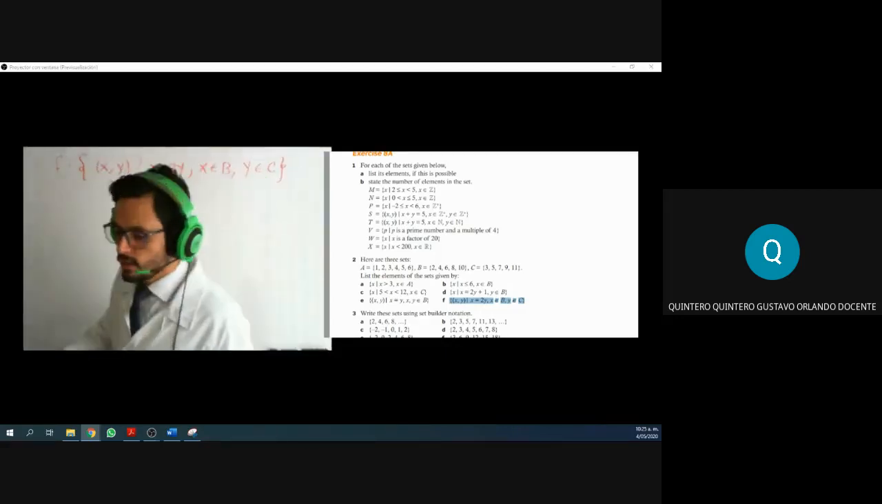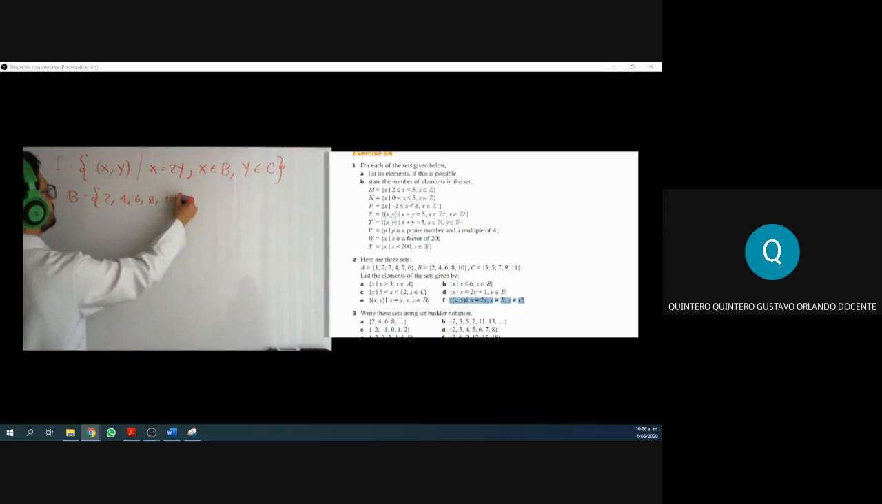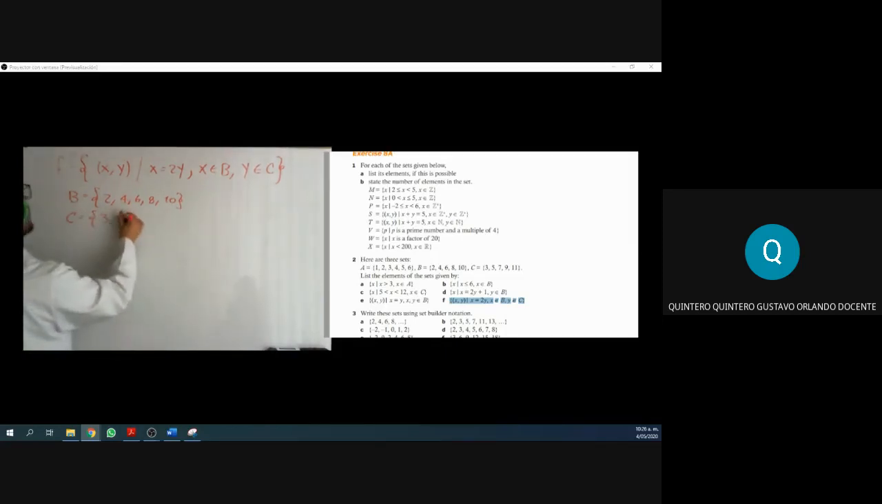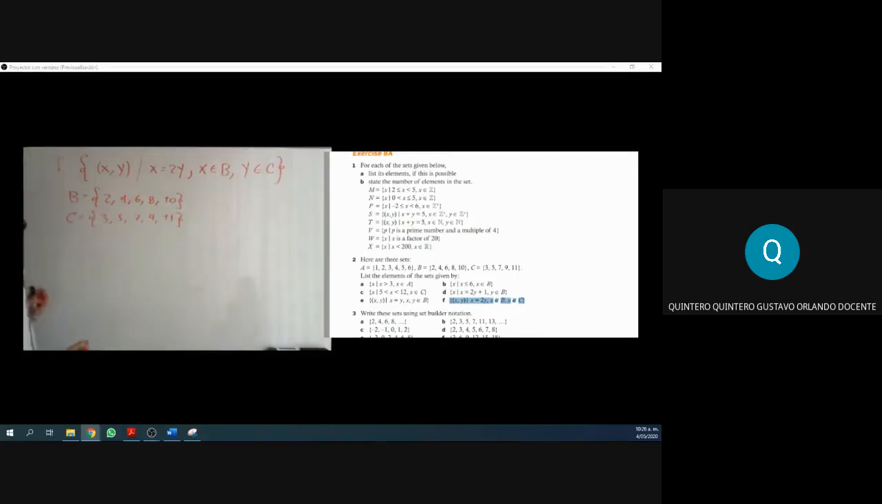All right, so let's take a look at what is the set B and what is the set C. So set B is going to be the set of the numbers here in the book: 2, 4, 6, 8, and 10. Beautiful. And the set C is going to be the set of the elements 3, 5, 7, 9, and 11. So we have some odd numbers and we have some even numbers. All right, congratulations.